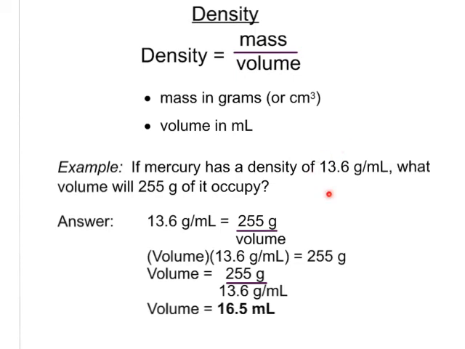If mercury has a density of 13.6 grams per milliliter, what volume would 255 grams of it occupy? And this is just kind of a plug and chug problem. It isn't too difficult. 13.6 grams per milliliter is the density. Density equals the mass, which we're told is 255 grams, divided by the volume. Now if you do a little cross multiplication, remember that, volume times 13.6 grams per milliliter is going to be equal to 255 grams times 1. We have then our volume equal to 255 grams divided by 13.6 grams per milliliter, and that gives us 16.5 milliliters.